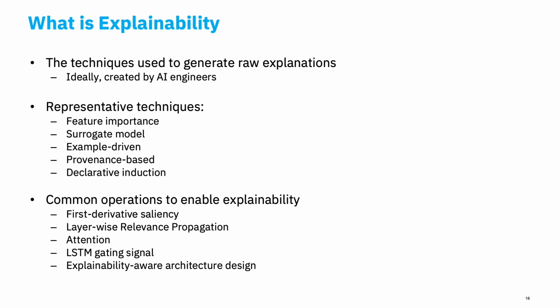Explainability techniques are high-level strategies that can be used to design the explanation generation process. It is also important to identify a few commonly used operations that can enable explainability. In this tutorial, we will briefly talk about a few of them, such as first derivative saliency, layer-wise relevance propagation, attention, LSTM gating signals, and explainability-aware architecture design.